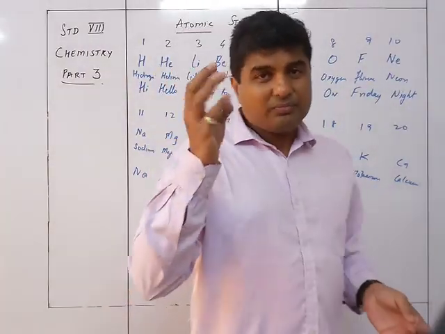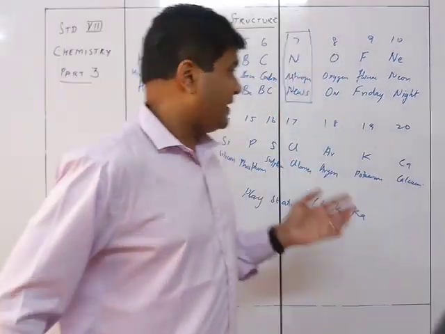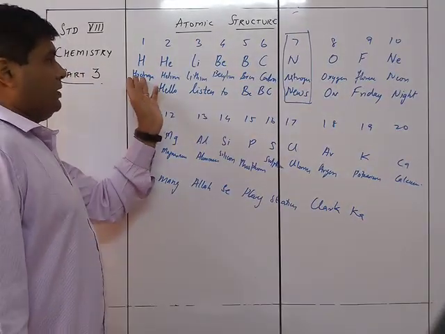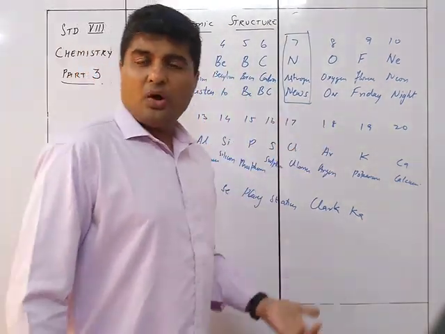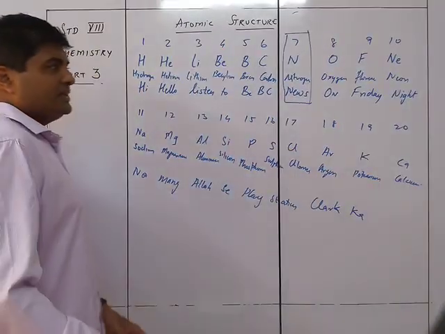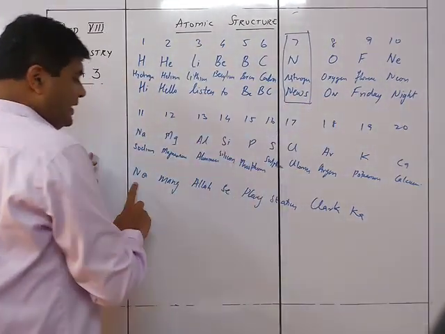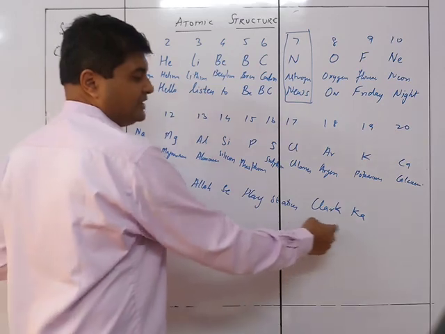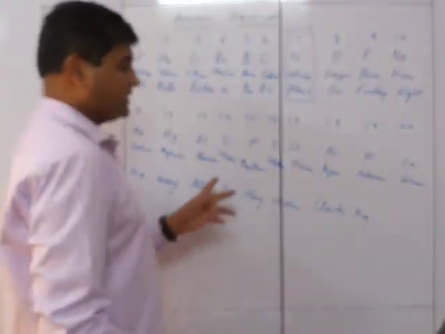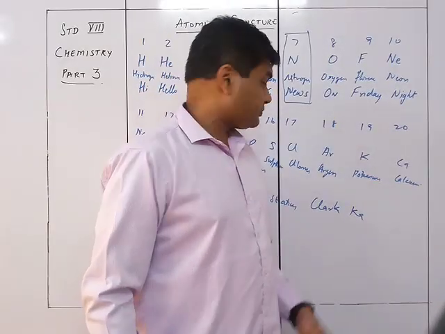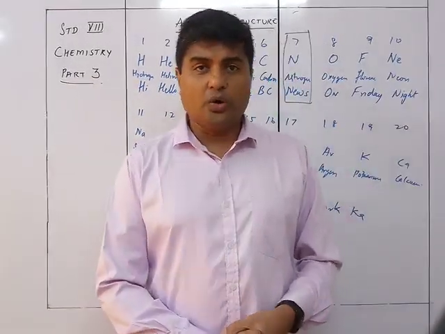So you can count it out. Either you can directly learn hydrogen, helium, lithium, beryllium, boron, carbon the regular way, or you can learn it this way also. Let me revise once again. It is: hi hello listen to BBC News on Friday night. Na mang Allah se PlayStation Clark ka. That is nothing but sodium, magnesium, aluminium, silicon, phosphorus, sulfur, chlorine, argon, potassium, calcium. So these are the first 20 elements over here.